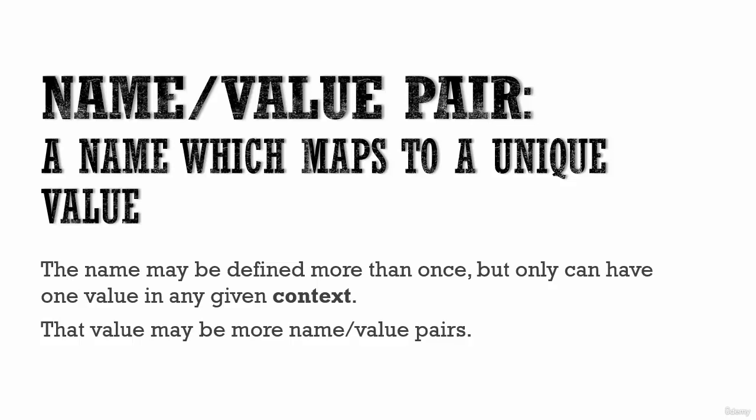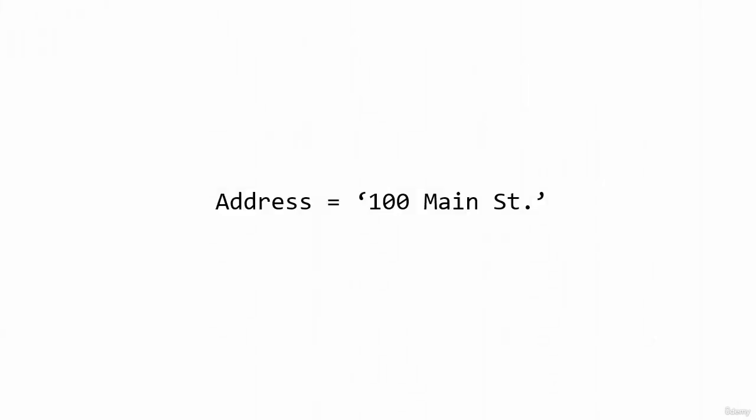Okay, that sounds a little confusing, but all we're really saying is there's a name, and that name is assigned a value, but that value could be other collections of name values. Okay, for example, this is a name-value pair. You've probably done things like this all the time in code. You have a name, a variable, and a value. In this case, address is the name, and 100 Main Street is the value. That's a name-value pair. Pretty simple.